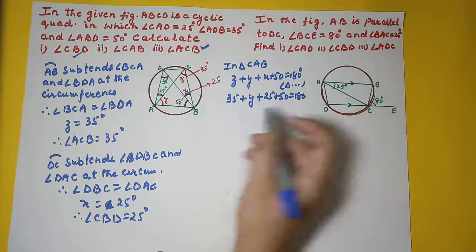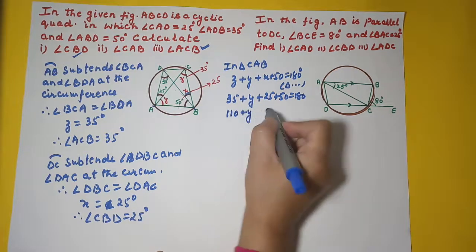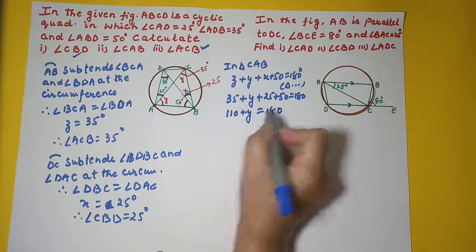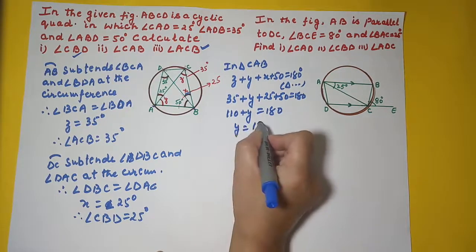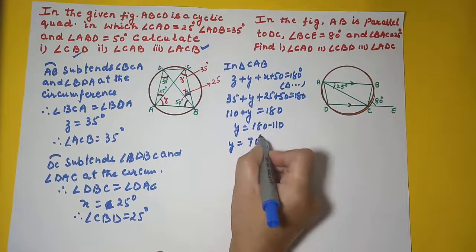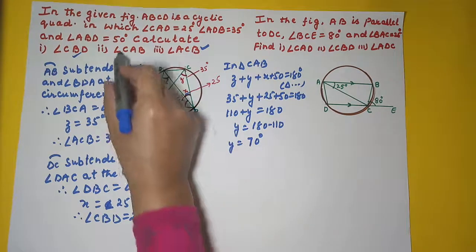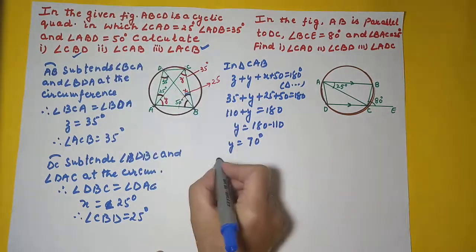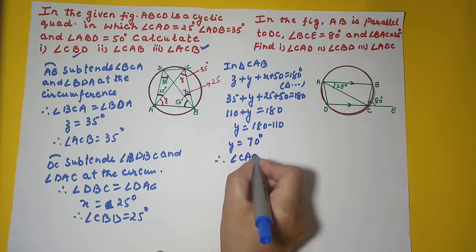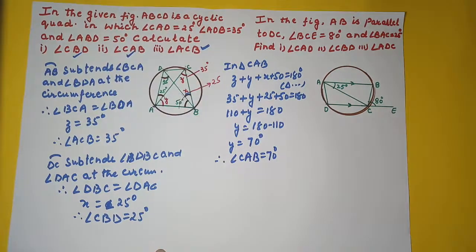So your Y plus 110 is equal to 180. So your Y is equal to 180 minus 110. So your Y is 70. Now which is your Y? Your Y is CAB. Therefore, angle CAB is equal to 70 degrees. So we have found all the three angles, right? Now let's go to this question.